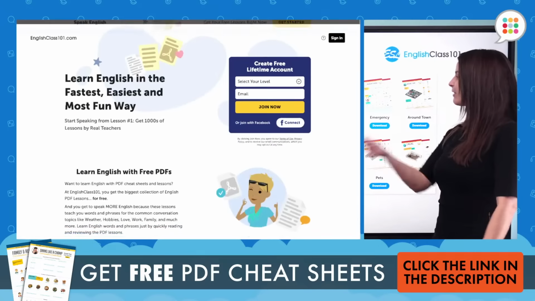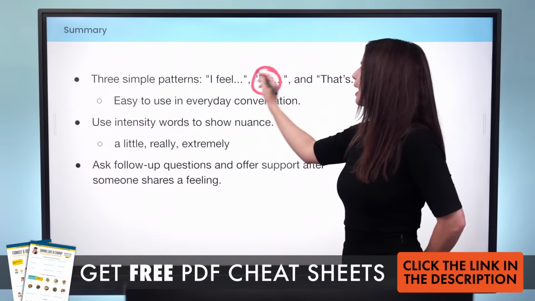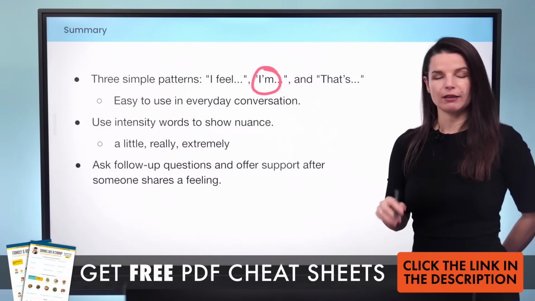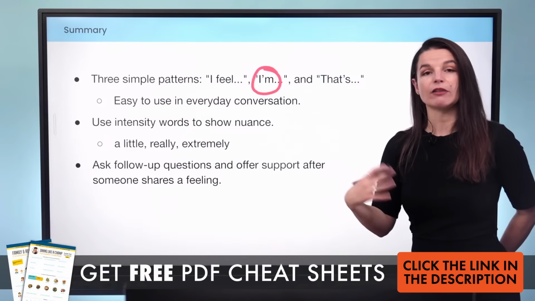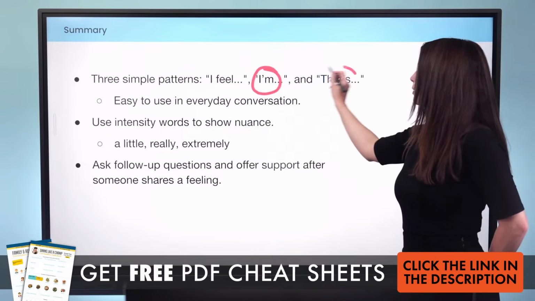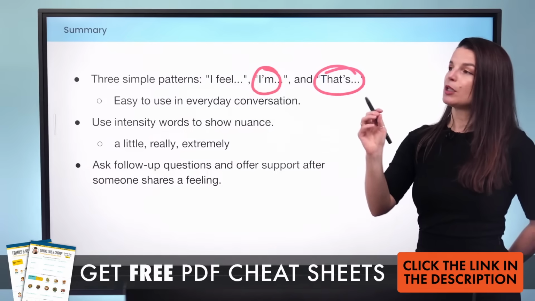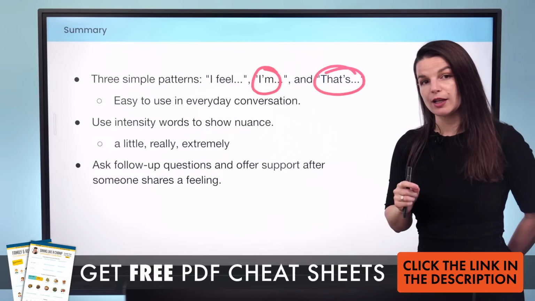Okay, let's finish up there. We talked about a few patterns. We practiced this one a lot. I'm and I feel, right? They are the same ways to express a basic feeling. I feel anxious or I'm anxious. They express the same thing. We also talked about that's, and we talked about quickly the difference between ed and ing ending adjectives.